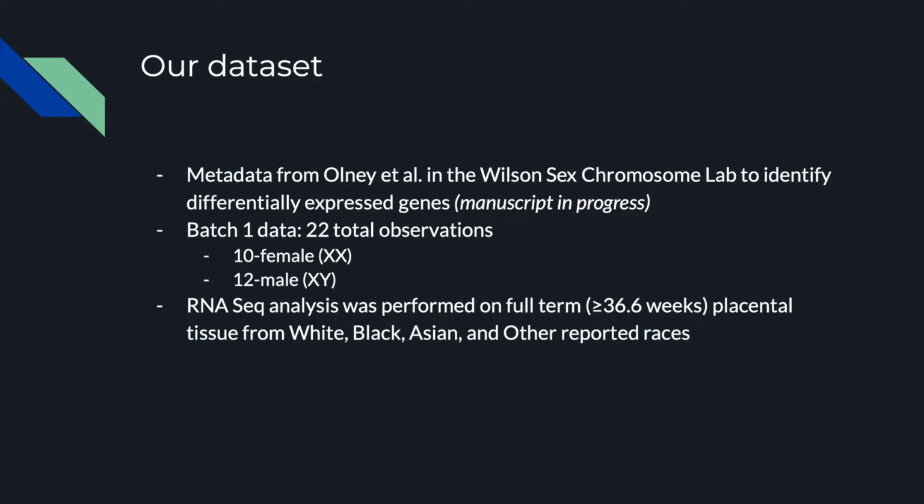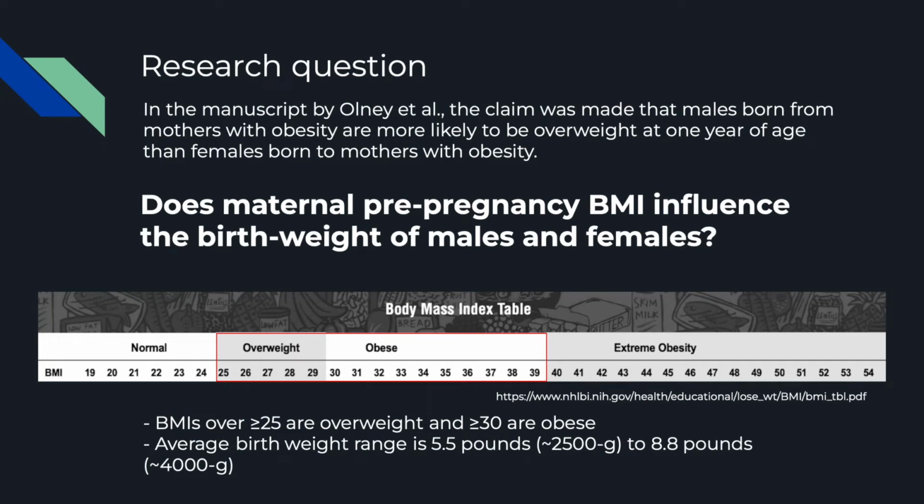We are taking from the batch 1 data, and so there were 22 total observations, 10 of which were female with XX sex chromosomes, and 12 of which were male with XY sex chromosomes. And RNA-seq analysis was performed on the full-term placenta, and the tissue samples were taken from white, black, Asian, and other reported races.